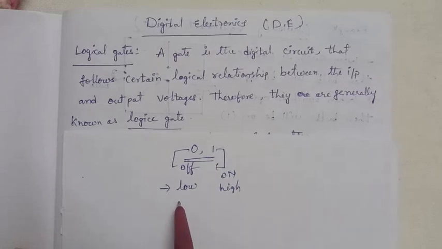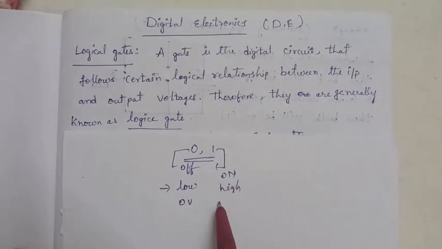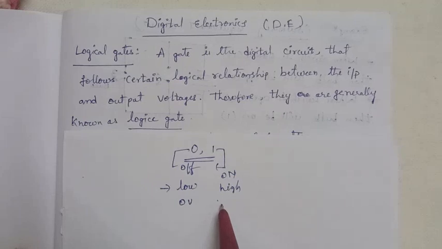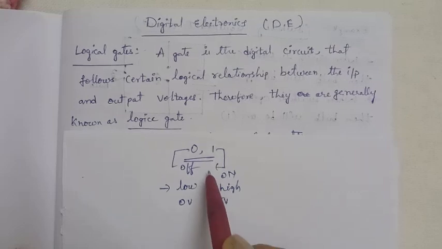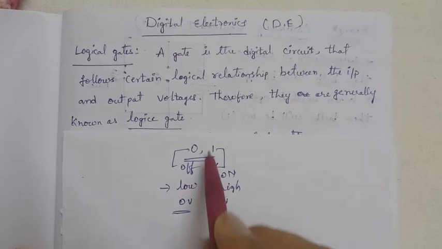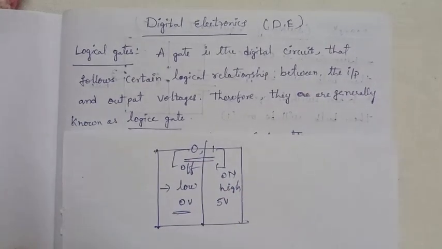0 means the supplied voltage is 0 volts, and 1 means you apply the given voltage. So other than 0, it is 5 volts or 10 volts, like that you have to supply the voltage. When it is off, there is no voltage. So we can use these 0s and 1s in digital electronics.